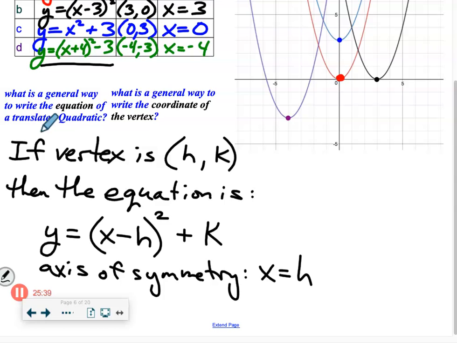So x minus h tells you to take whatever your x coordinate of the vertex is and change the sign. So for example, for graph D, our vertex is -4, -3, right? That's where that point is. But our equation is x plus 4 squared minus 3, right? So when you're writing your vertex and you're looking at this, you do the opposite sign. I got it. X is always going to be opposite.